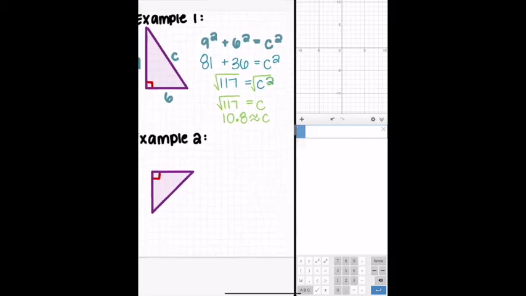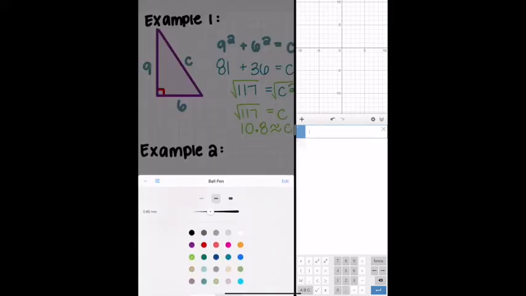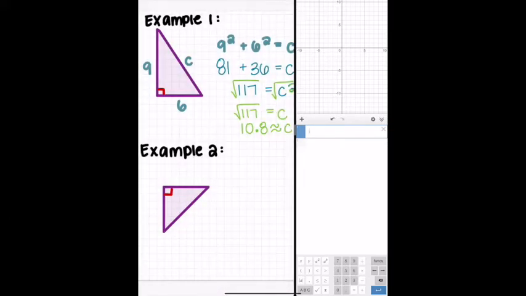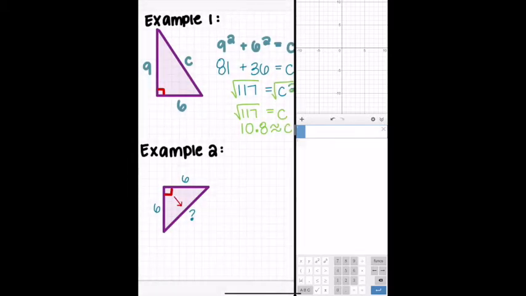All right, in example 2, notice that in this one, we don't have those numbers given to us, but what we can do is use the grid to count them out. So if I use my grid, I can see that this top side is 1, 2, 3, 4, 5, 6. The left side is 1, 2, 3, 4, 5, 6 as well. And then I don't know this side. The reason I don't know that side is because it's diagonal on the grid. If you're ever unsure of which side you're looking for, it's always directly across from the right angle.